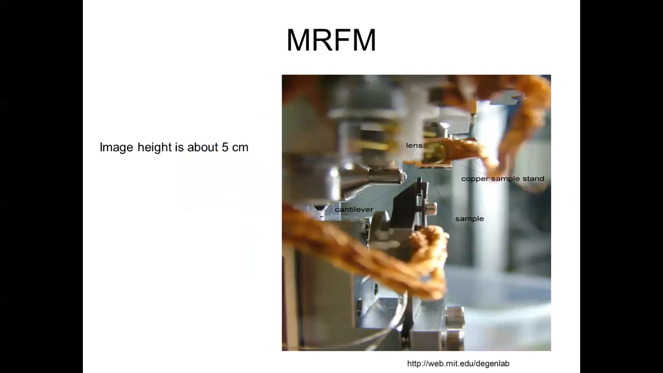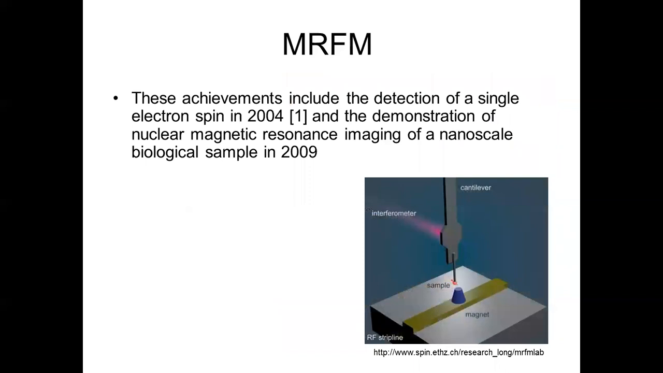Basically, they do this in vacuum because between the tip and the sample, they don't want other stray atoms or molecules interfering with the process. And we can see that this image height in this area is about 5 centimeters. So this is basically the setup here at MIT. They can look at some achievements that they've published here.